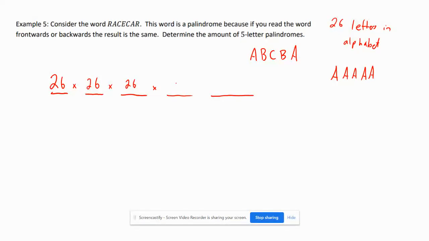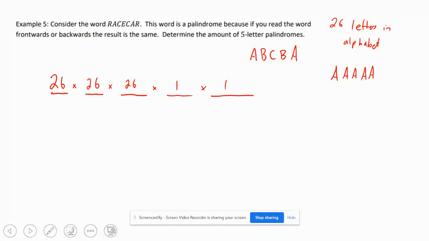But here's where it gets a little bit different. Letters 1, 2, and 3 in this example are going to be 26 times 26 times 26. But number 4 and 5 are going to be 1 and 1. And here's why. Suppose I place a B for my second letter. That means the fourth letter has to be B. There's no other choice. This one has to match up with whatever this one was, and the fifth letter has to match up with the first letter. So if this one was A, this one has to be A as well.